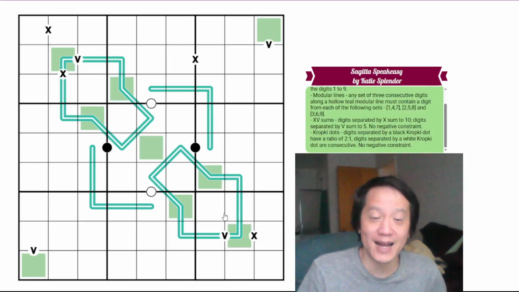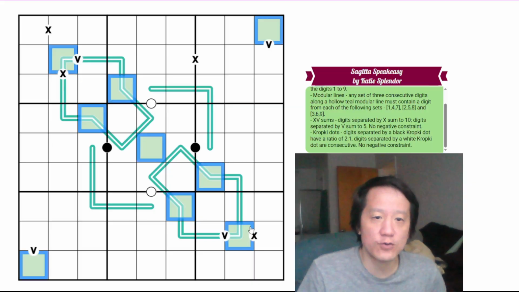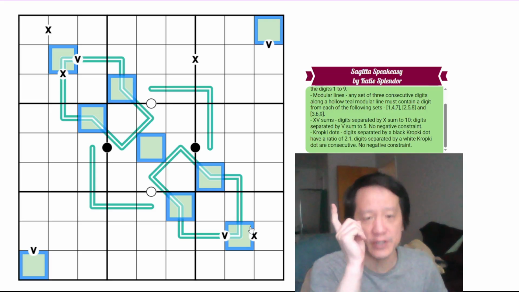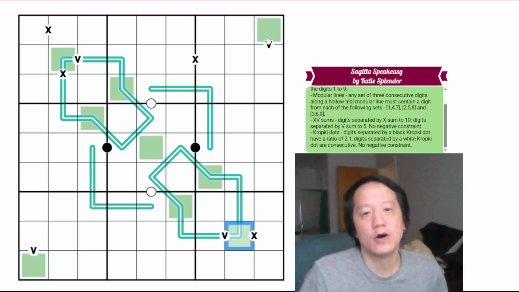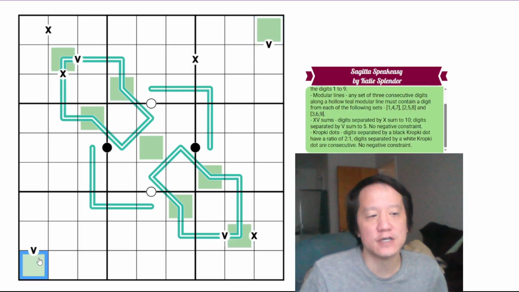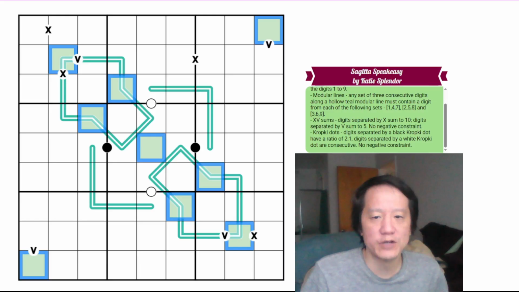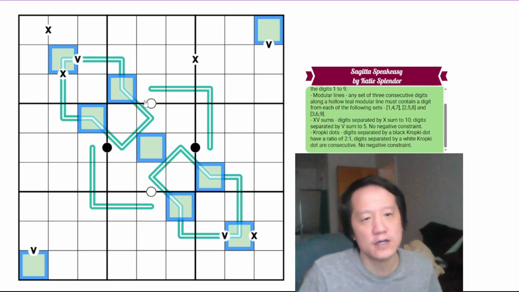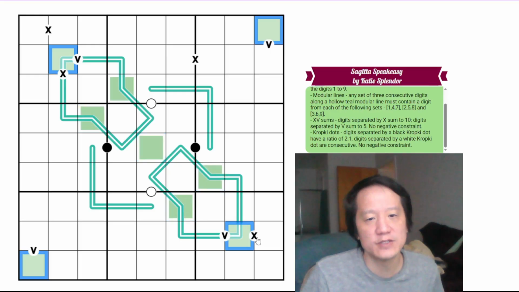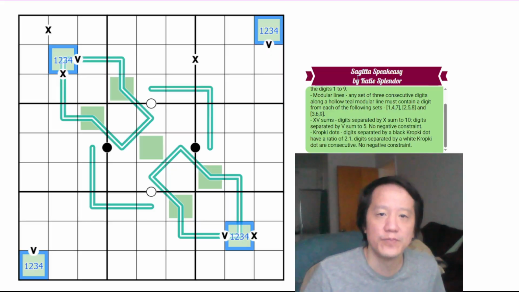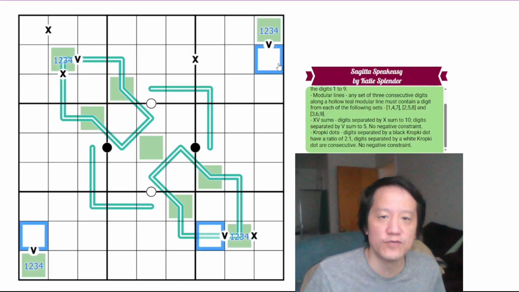Okay, the first thing that I see is that for these green squares, which have no repeats, 4 of them are next to V clues. That means they add up with the neighboring cell to 5. So it must be 1 through 4 in those cells. Since there are no repeats in any of the green cells, that means these must be 1 through 4 here. We can also match these as 1 through 4 also. So these are 1 through 4, and these are 1 through 4.